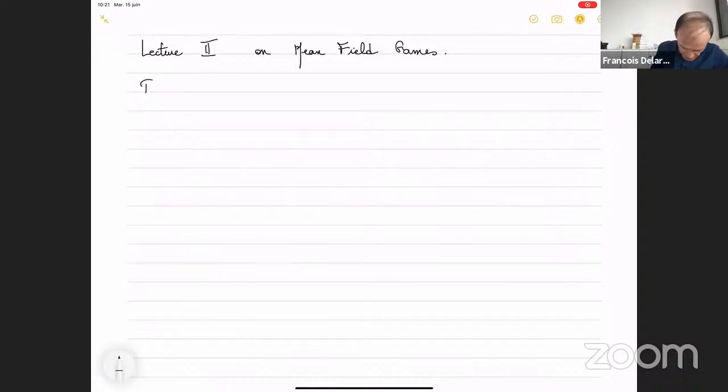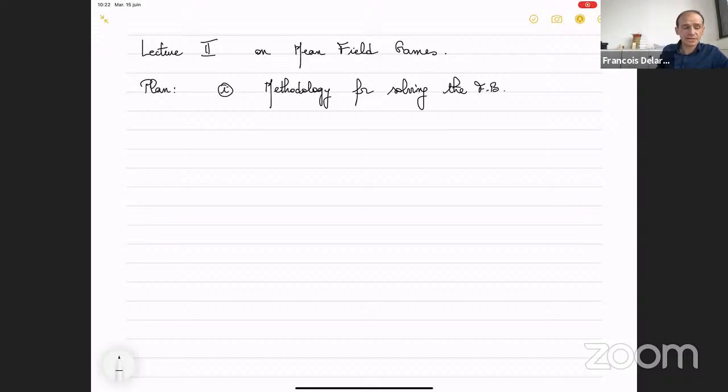So the plan for today is really, I want to have a look at solvability results, but maybe this is more methodology, for the forward-backward system that we had yesterday. I'm going to use quite often this notion of forward-backward, and I really insist on the fact that this is something that is absolutely frequent in mean field games. So I will use the shorter notation FB for that. So the FB system.